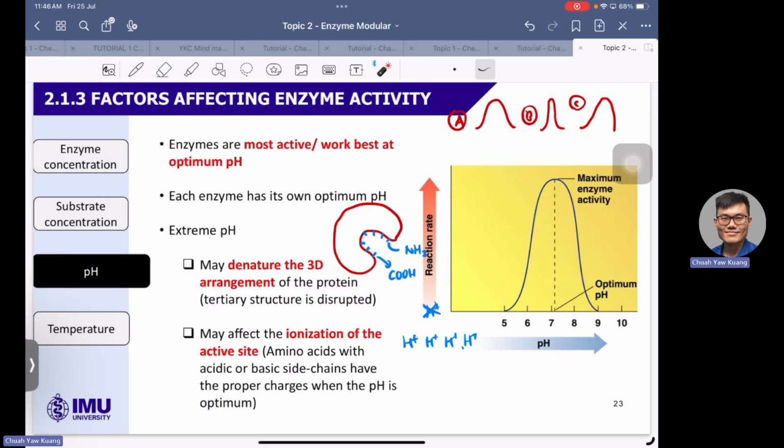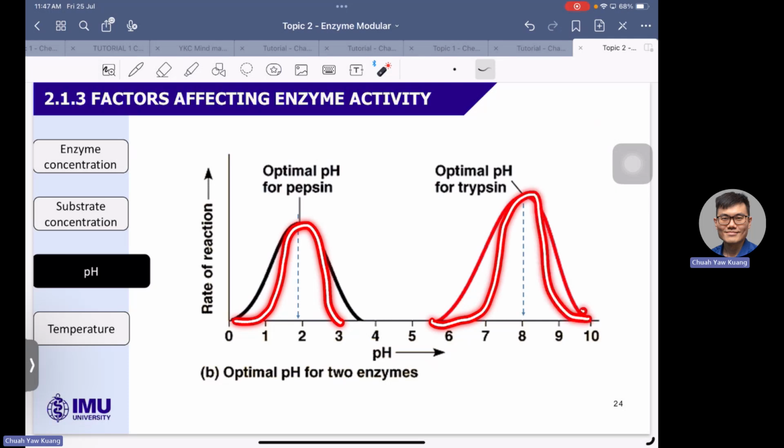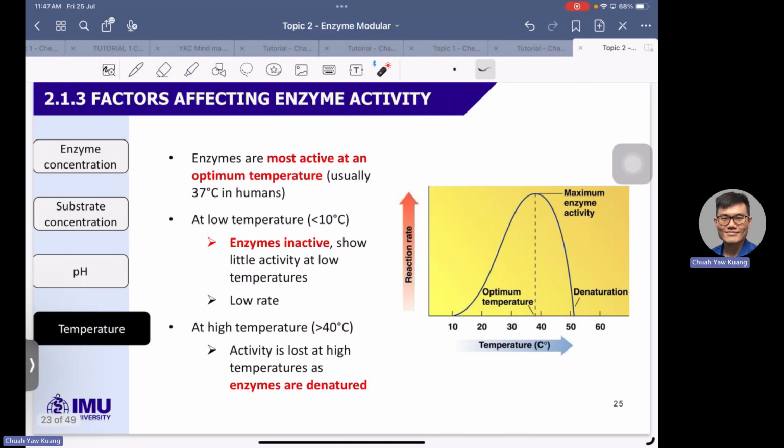Okay, so that is for the graph of the pH. You can see that every enzyme will have its optimal pH. That's specific. Of course, over here, the graph shouldn't be so fat. It should be narrow a bit. Okay, that's the graph of the pH, and then lastly the temperature.